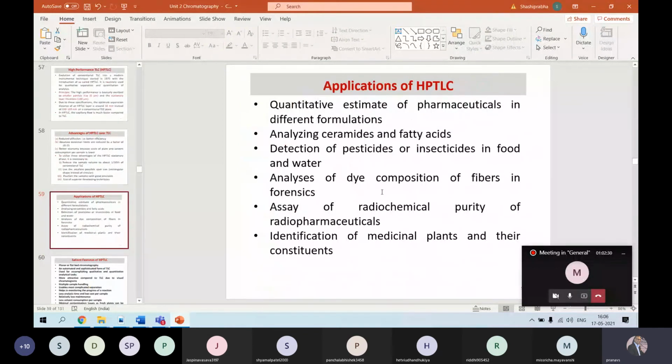Applications. There are several applications now, just like any other chromatography.